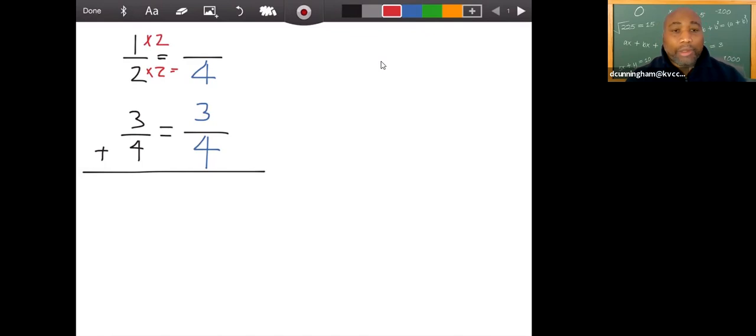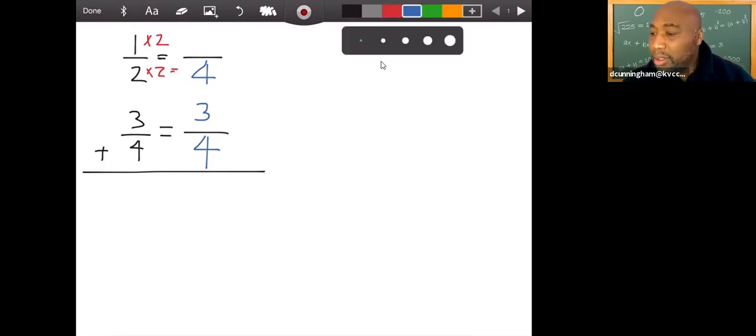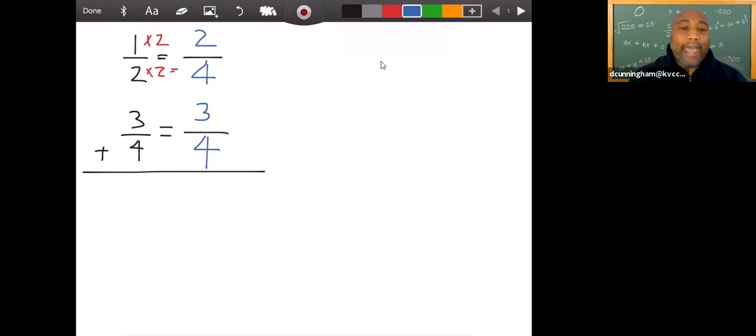What you do on the bottom, you do on the top, or what you do on the top, you do on the bottom. You want to keep the fractions equal. Even though they look different, they have the same value. So 2 times 2 is 4. 1 times 2 is 2. So 1/2 is equal to 2/4.